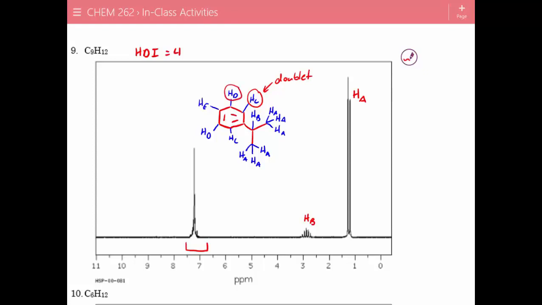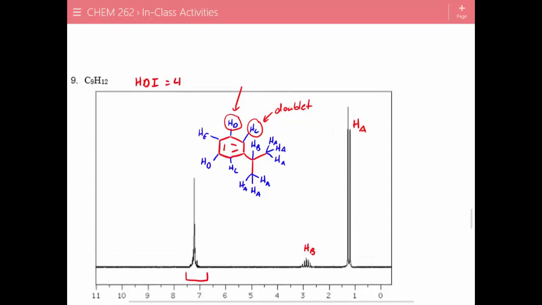What about HD? HD gets a little trickier because it's being split by 2 different types of neighboring protons. It's being split by HC, which is a 3-bond neighbor, and it's being split by HE. So in this case, HD would be one of these weird examples of a doublet of doublets. Some people will say, well, it's got 3-bond neighbors, so it's triplet-like. I'd be fine with either of these. Oftentimes you can make out those doublet of doublets, other times you can't very easily.